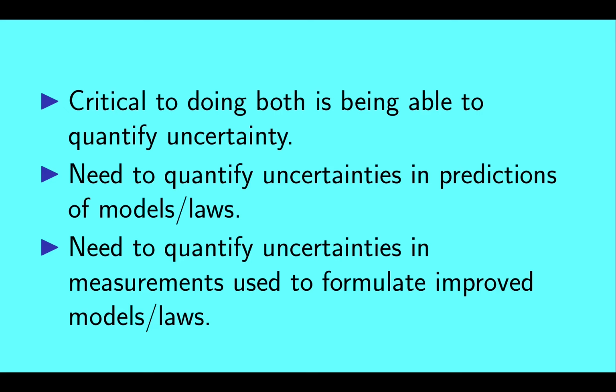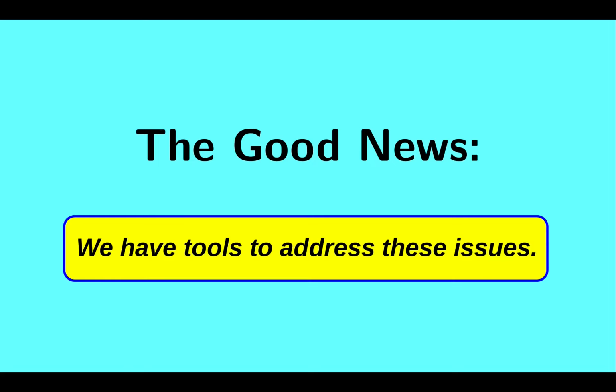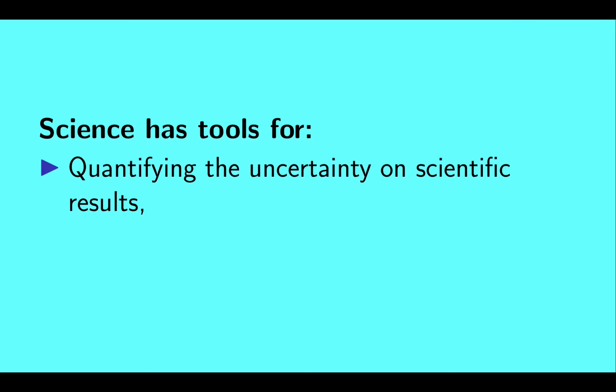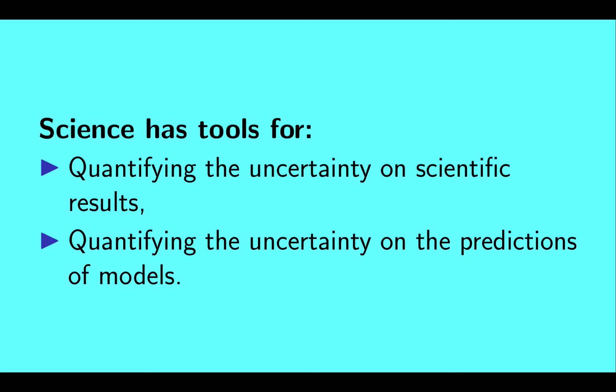Critical to both of these approaches is being able to quantify uncertainty. We need to quantify the uncertainties in the predictions of our models and laws. And we need to quantify uncertainties in the results of the measurements that we make, because the results of those measurements are used to formulate our new, better models and laws. Here's the good news. We have tools to address these issues. Science has tools for quantifying the uncertainty on scientific results and quantifying the uncertainty on the predictions of our laws and models.